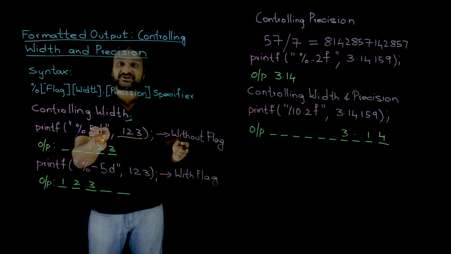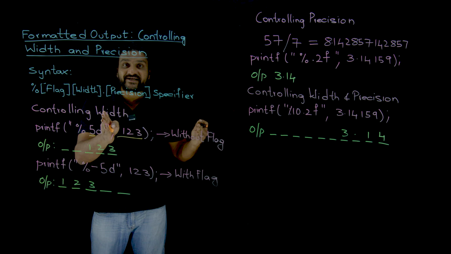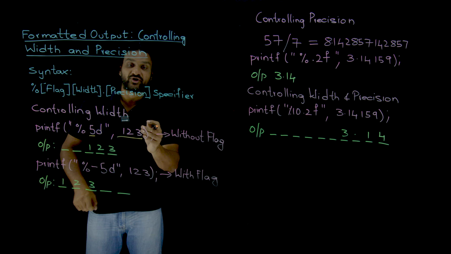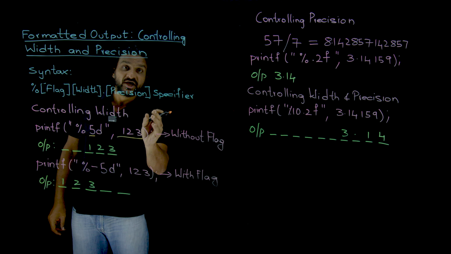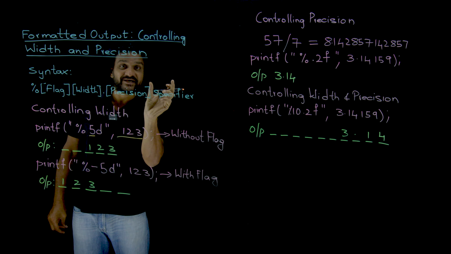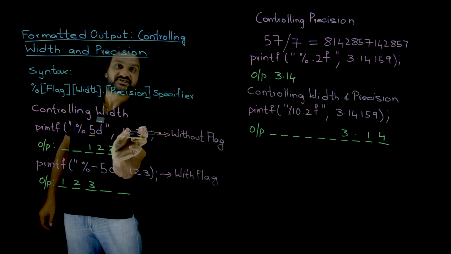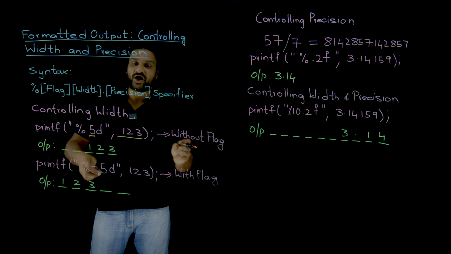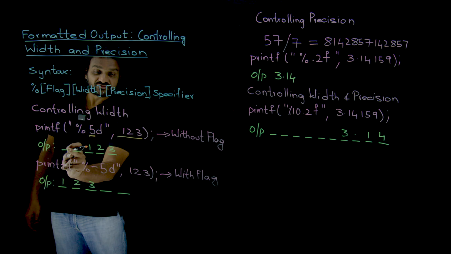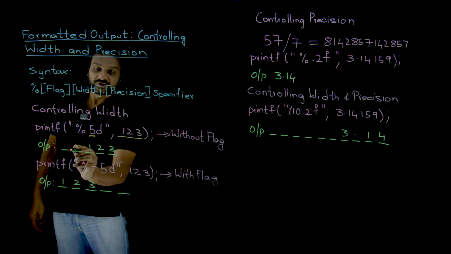So earlier, without this 5, how is it going to be printed? It will take the exact size of the output. As we have 3 digits, exactly 3 digit spaces will be allocated for this value. But by using this 5 in between the percentage and d symbol, we are controlling the width. Try to understand this. What does this 5 state? A minimum of 5 spaces must be allocated. See how the output is going to be. This is how the output will get printed, with a minimum of 5 spaces.